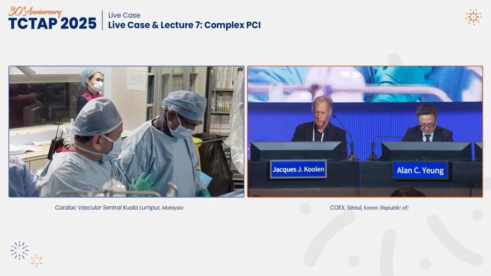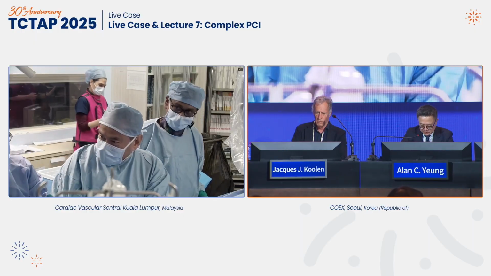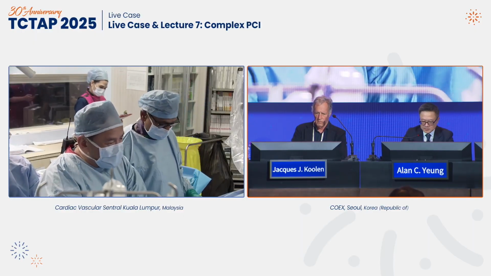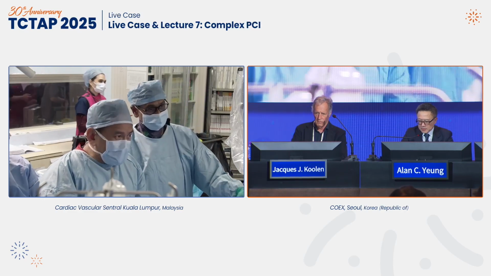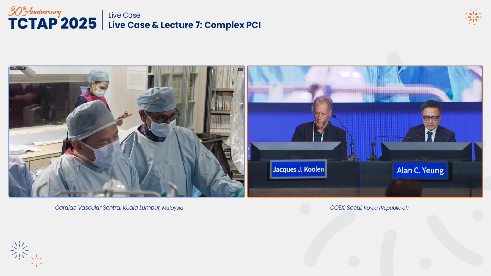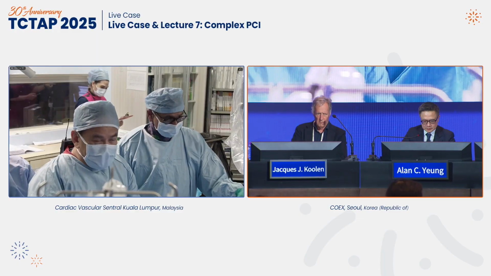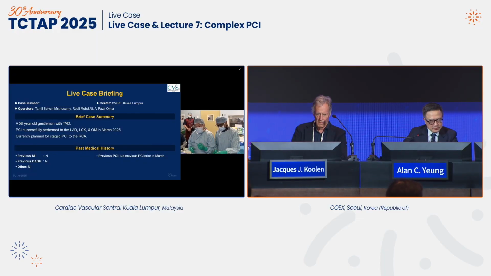So I'm here with Dr. Salvam, and I've got Dr. Fazeh here who's going to report on the OCT. We have quite an interesting case. This is a 58-year-old gentleman with triple vessel disease. He came with unstable angina in February, and he had angioplasty to the LAD, circumflex, and OM then. And we wanted to stage the RCA's lesion for this live case.